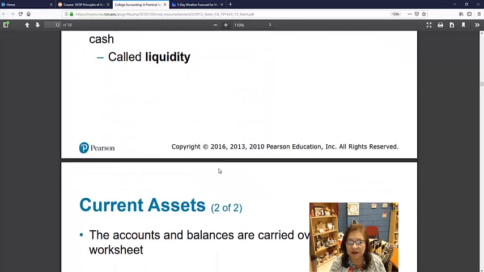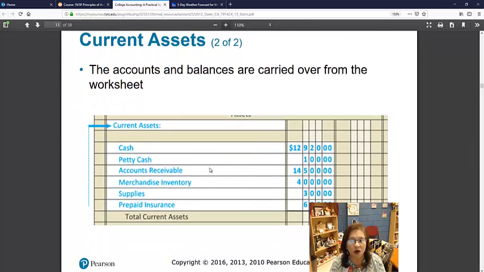the classified balance sheet. The accounts are carried over from the worksheet: the cash he had, petty cash, accounts receivable, merchandise inventory, supplies, and prepaid insurance. The reason they're in this order is because accounts receivable is money that people owe you. You can ask them for that money and turn it into liquid cash quickly. You can sell your inventory, maybe not as quickly as you can ask for this money. And then you have supplies. You can sell those in a heartbeat. Prepaid insurance, if you haven't used it up, you can always use as cash. So when you add all this together, you end up with $32,420.